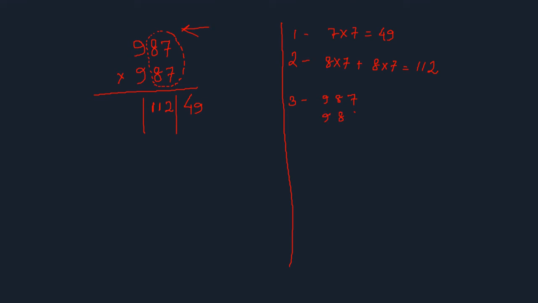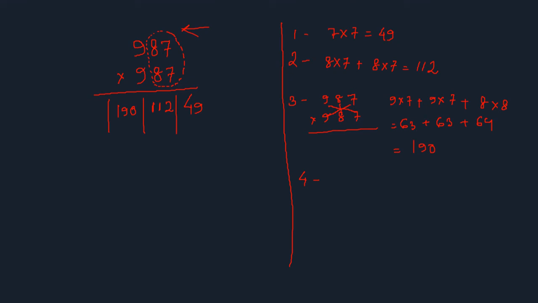That's 987 and 987. We just need to cross multiply this and this and this. That will give us 9 into 7 plus 9 into 7 plus 8 into 8. That's 63 plus 63 plus 64. Result obtained will be 190. So we write 190 in here. Again, do not be worried by seeing a 3-digit number. We'll quickly move into step 4.